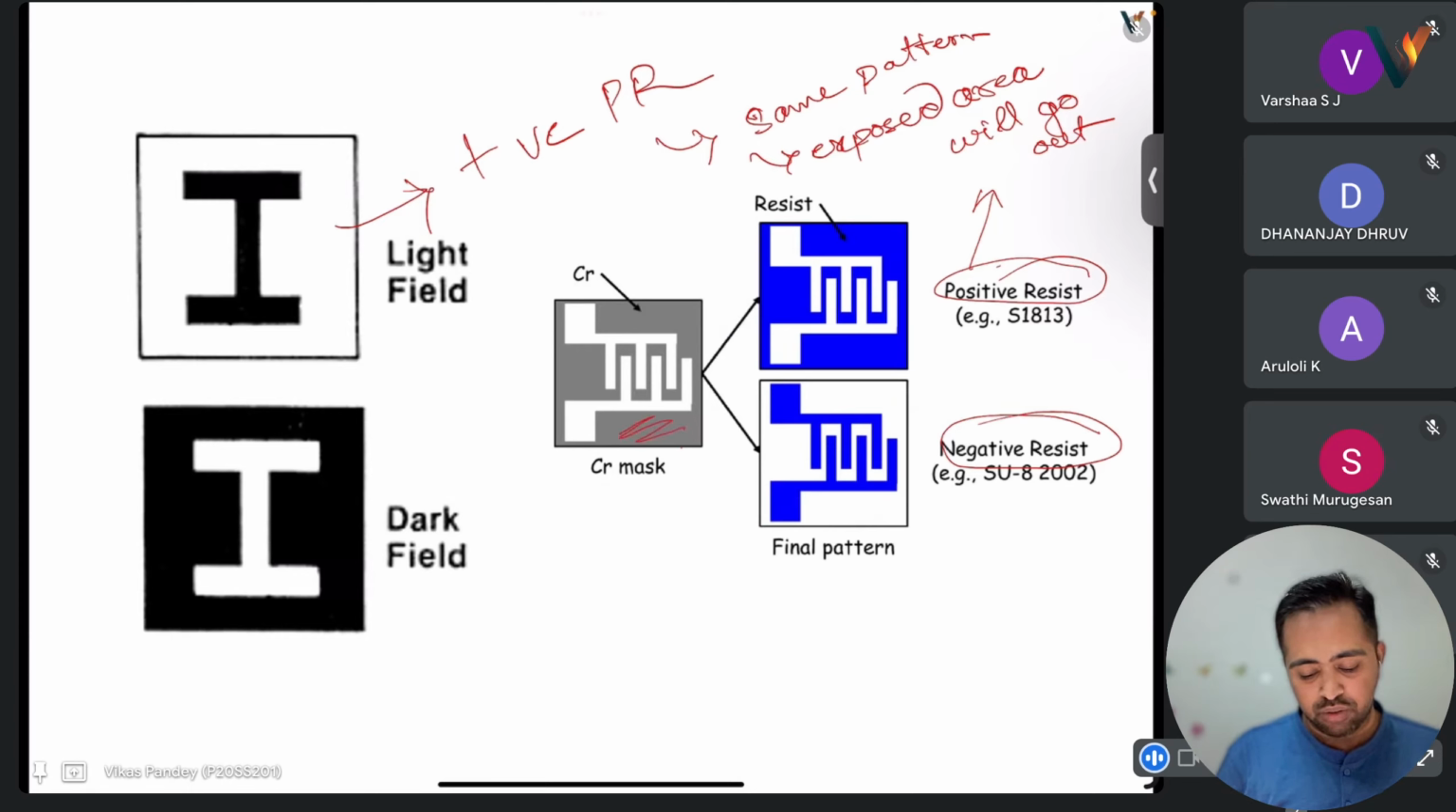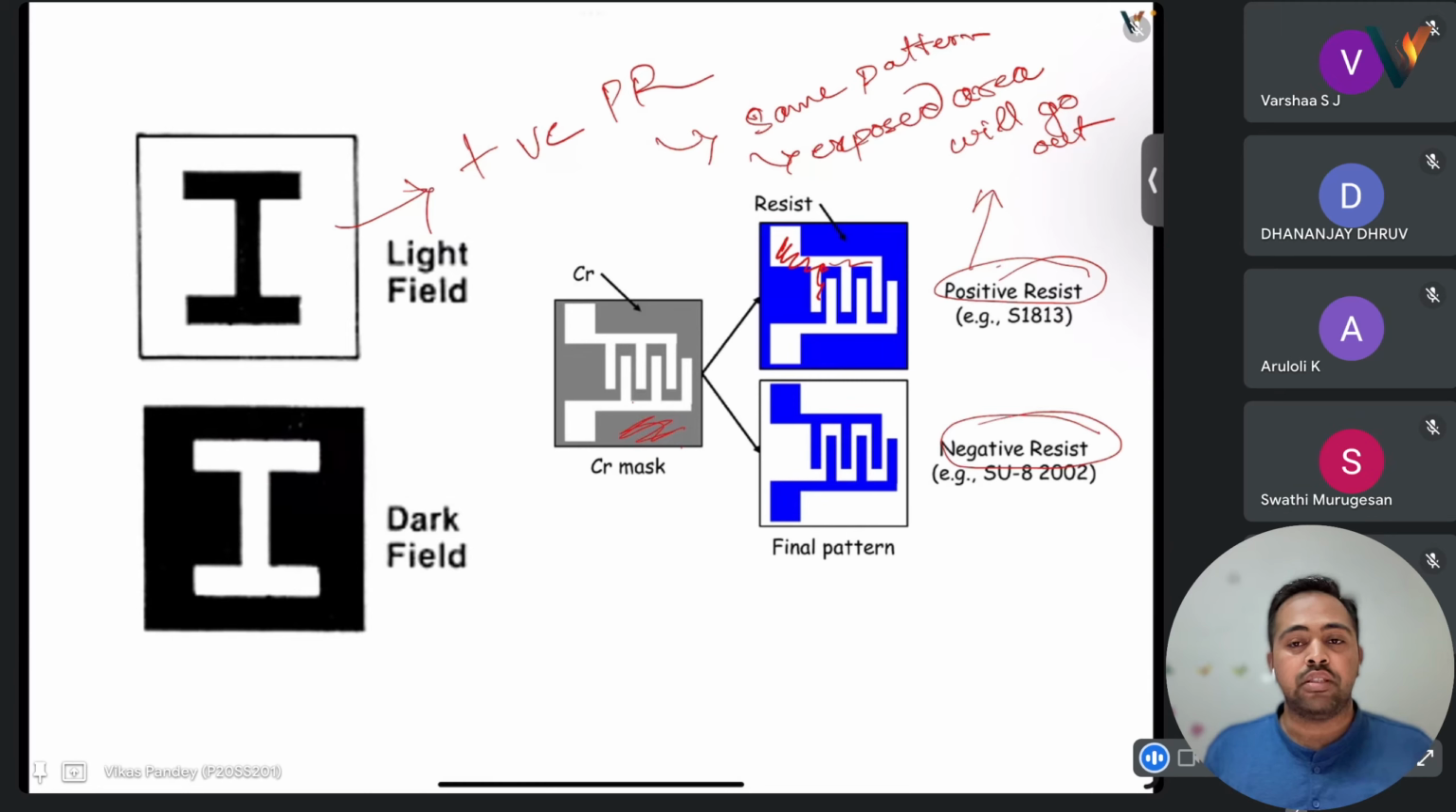So if we are using this mask, like in this case, it is a dark field mask because this one is chrome and the pattern area is open. So you see that this part was exposed to light, and that is why it got dissolved and we get the other part.